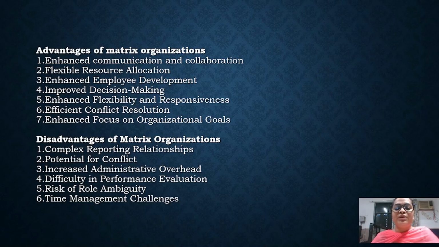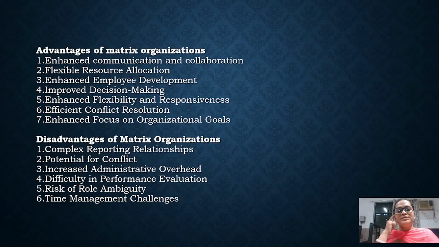Now, the second disadvantage is potential for conflict, which means there's a need to balance the demands of multiple managers, which will lead to conflicts, right? So, functional and project managers have differing objectives, or we can say they have different priorities. Now, this puts employees in a difficult position, right? So, an effective conflict resolution mechanism should be there, and open communication channels should be provided so as to mitigate the issues among the employees.